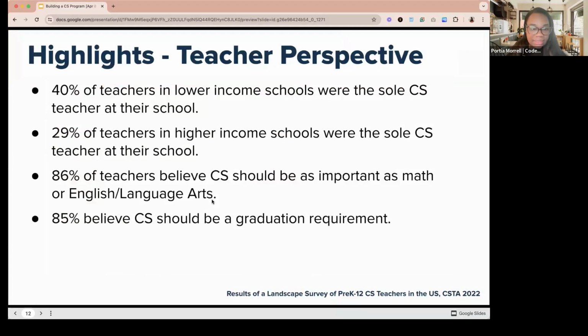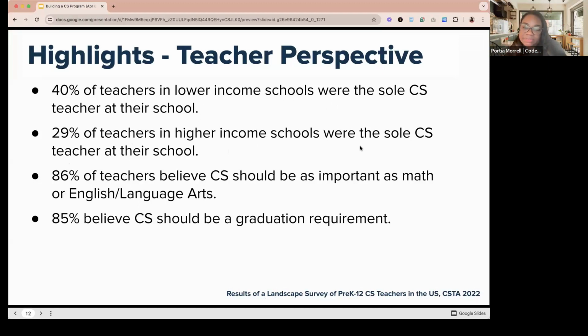And I think the last bit is just looking at the teacher and parents' perspective. So teachers' perspective, this is actually from a different survey. This is the second survey I mentioned, which is from the CSTA. It's called the Landscape Survey for Pre-K 12 CS teachers in the US, and this was made in 2022. So 40% of teachers in lower income schools were the sole CS teacher at their school, and 29% of teachers in higher income schools were the sole CS teacher in their school.